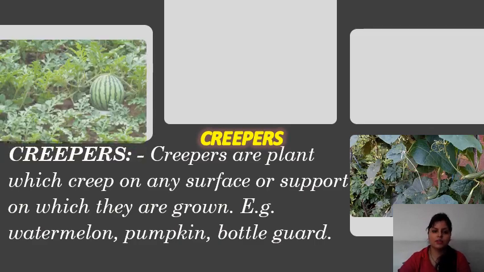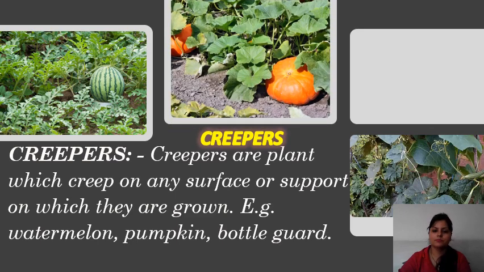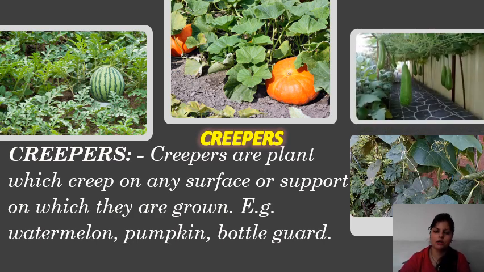So let us see watermelon. Have you seen watermelon? Yes, watermelon is so heavy. That is the reason the plant cannot climb. It will creep on the ground. Next one is pumpkin. Pumpkin also is a creeper. And the last one is bottle gourd. Bottle gourd is again a creeper plant. Now is it clear which vines are called climbers and which are called creepers?